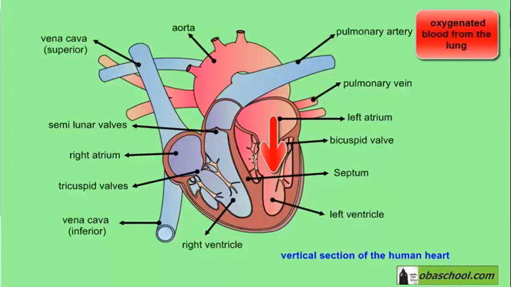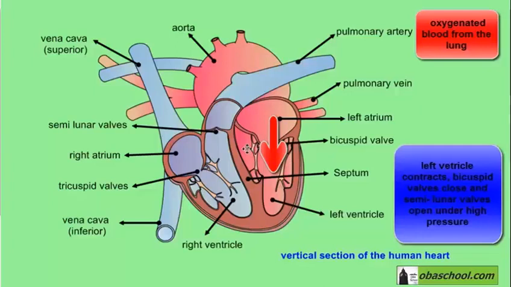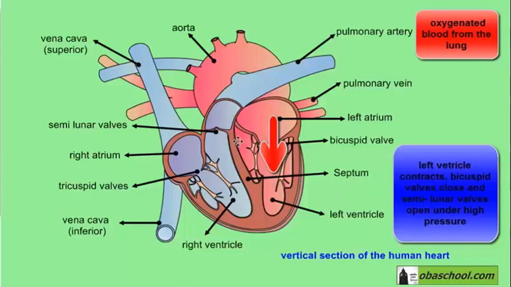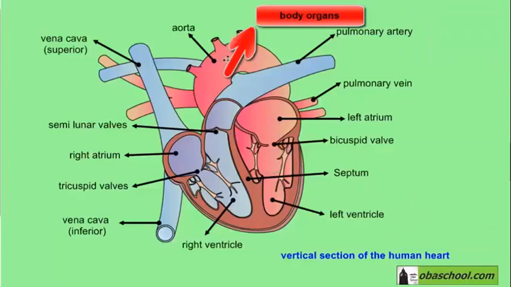Now we have oxygenated blood collected in the left ventricle, so the left ventricle contracts, and under the pressure it opens the semilunar valves found in the aorta so that blood can go from the left ventricle to the aorta, and now the aorta can carry oxygenated blood to the body organs.